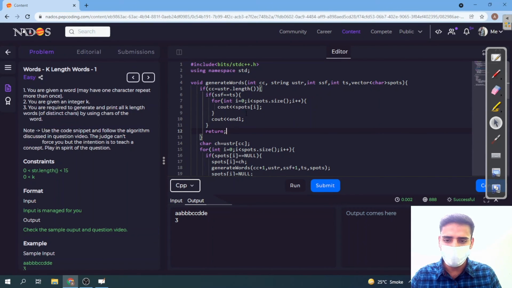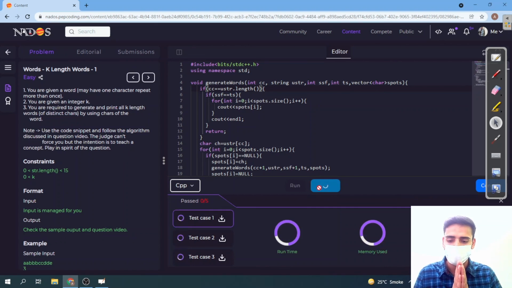If it is not printing, it means we have some problem with the base condition here. If cc is equal to ustr.length, right? So now let's run it. So yes, our answer is printing. Now let's submit it for all the test cases and see. 1 2 3 4 5, all the test cases passed, right?